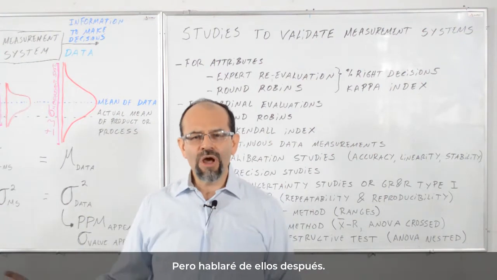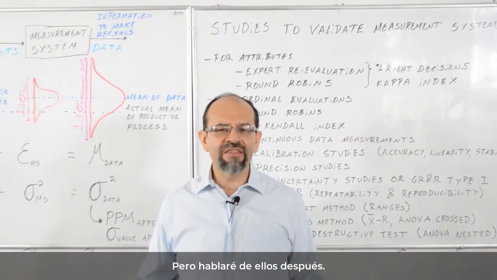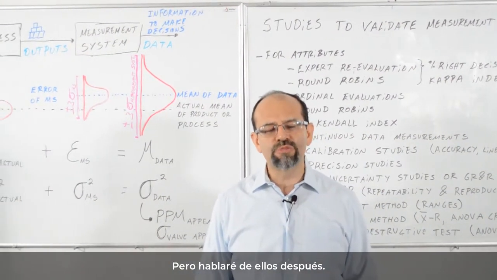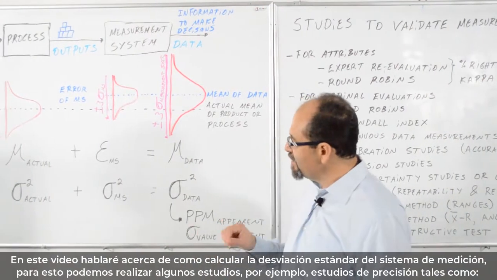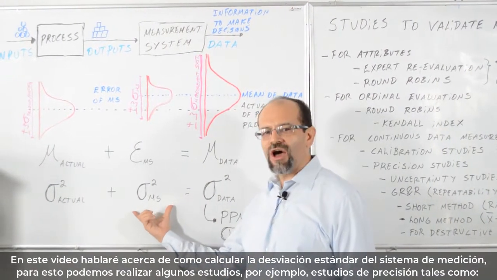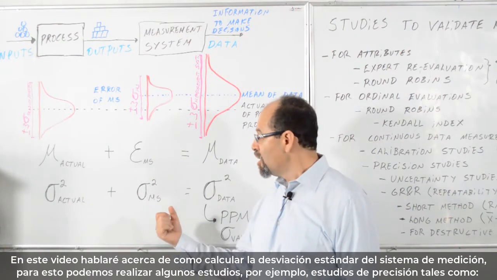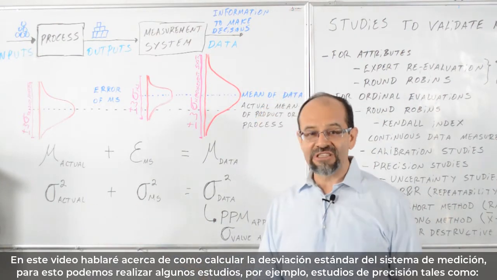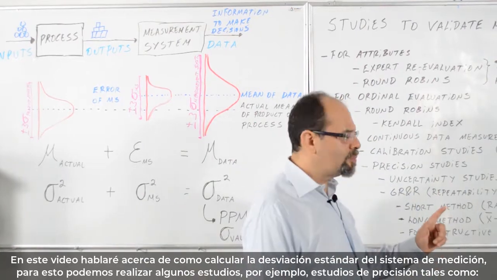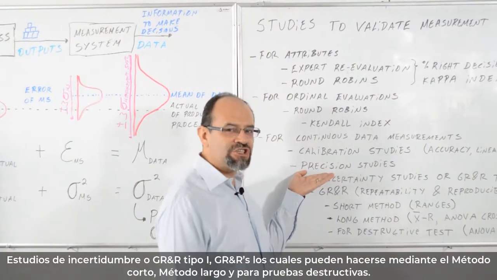But again, I will be talking about those later. In this video, I will be talking about how to calculate the standard deviation of the measurement system. To calculate the standard deviation of the measurement system, we can do some studies, for instance, precision studies.